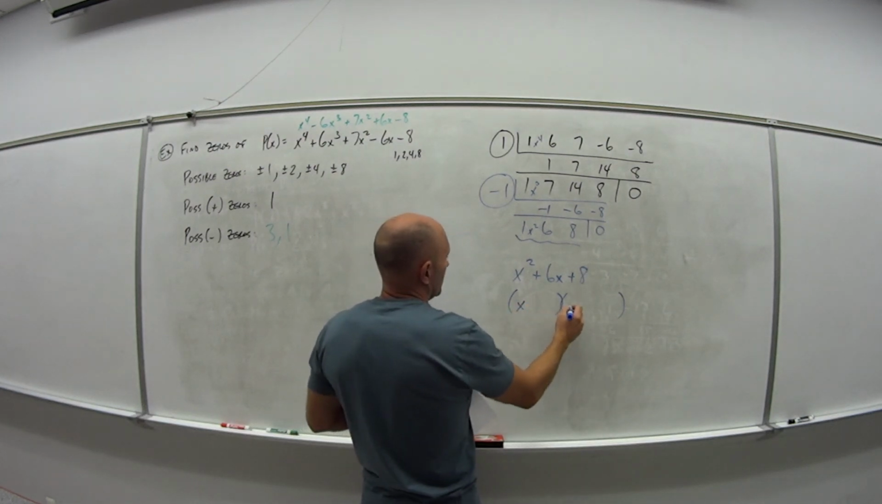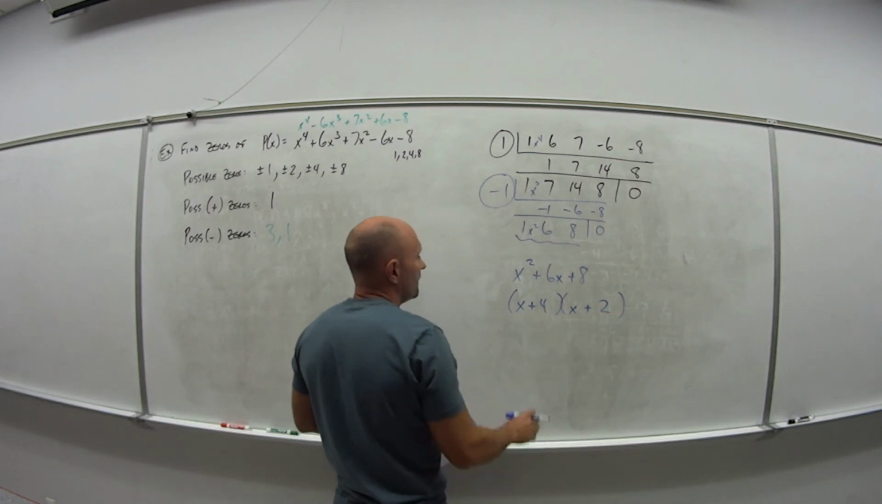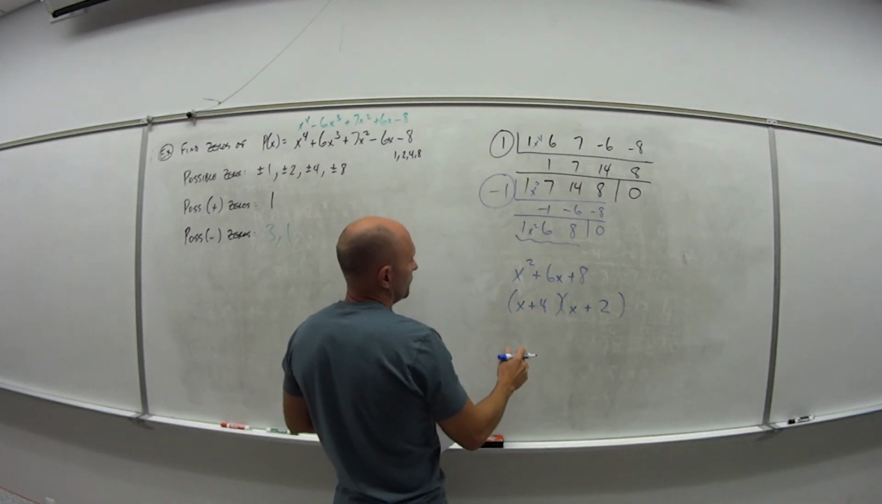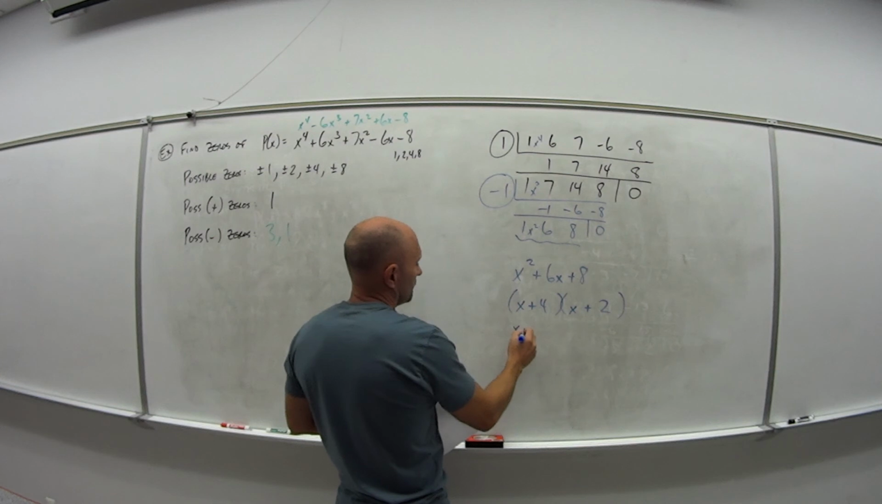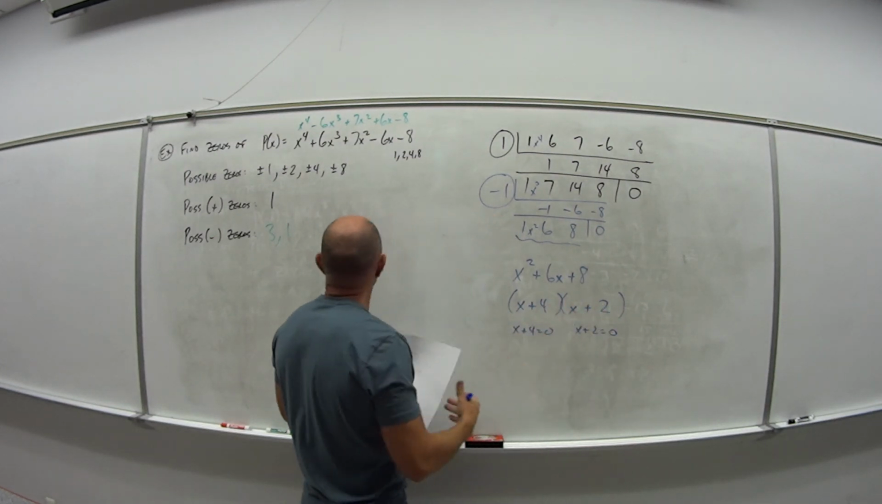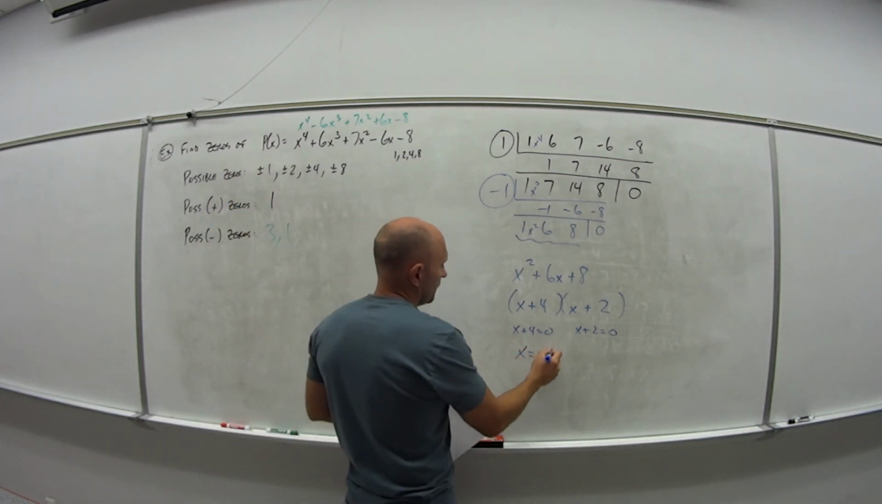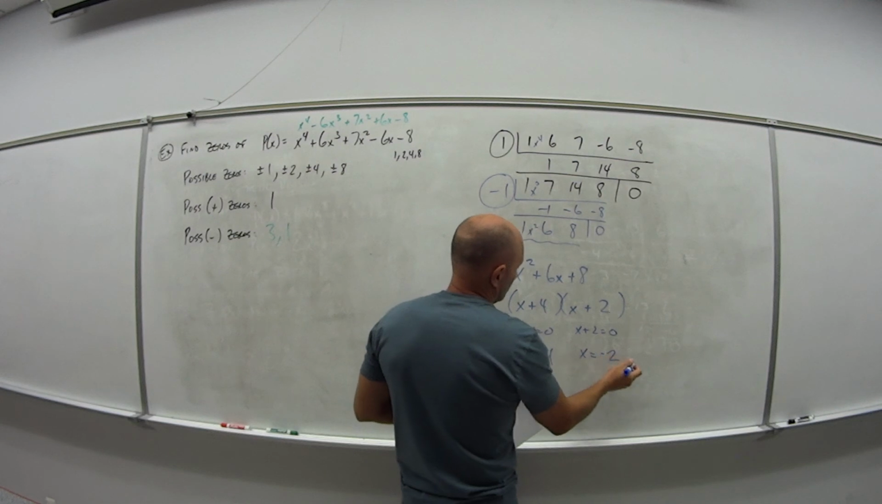And what do we get? We get x plus 4, x plus 2, meaning our other negative roots are what? X plus 4 is 0. X plus 2 is 0. So these are our factors, but we want the zeros. So that's x is equal to negative 4, x is equal to negative 2.